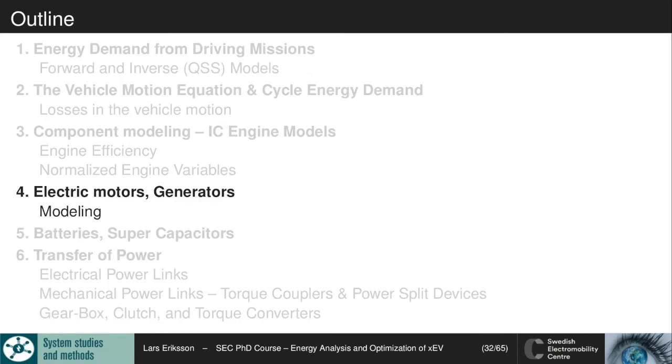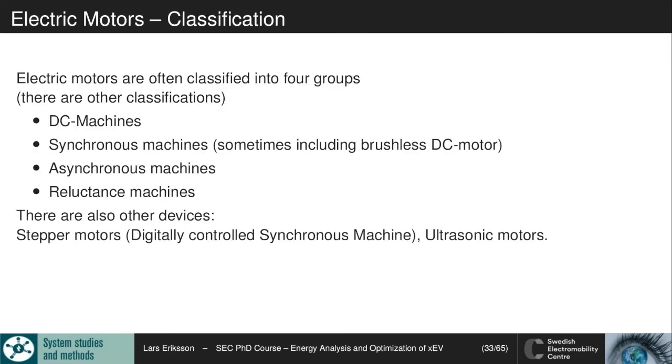So now we look at electric motors and generators and a little bit on the modeling. So we will look at the electric motors. They are often classified into 4 groups. There are other classifications too. We have DC machines, synchronous machines, sometimes including brushless DCs, asynchronous machines, switched reluctance machines, and stepper motors that are digitally controlled synchronous motors. And for those of you who might be interested in photography, there are also ultrasonic motors that use the piezoelectric effect to drive them. But they are very fast.